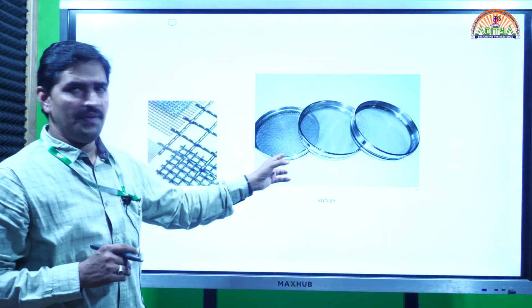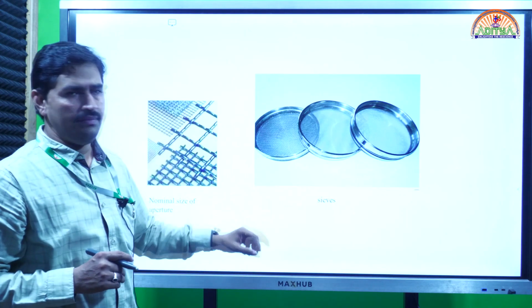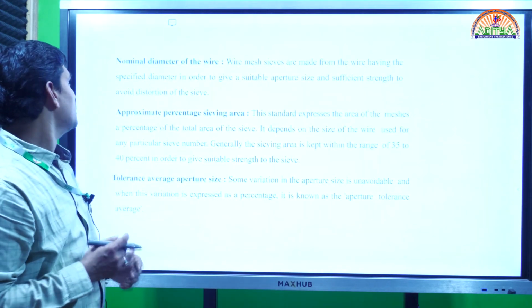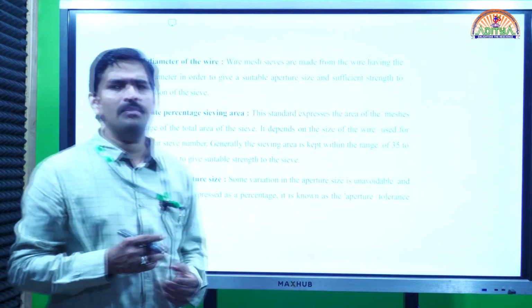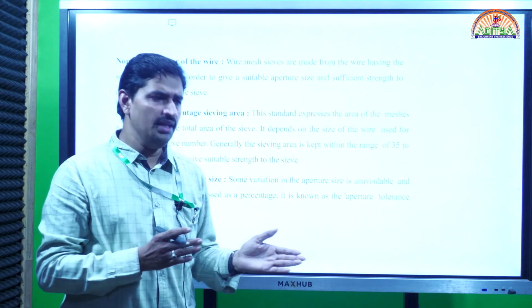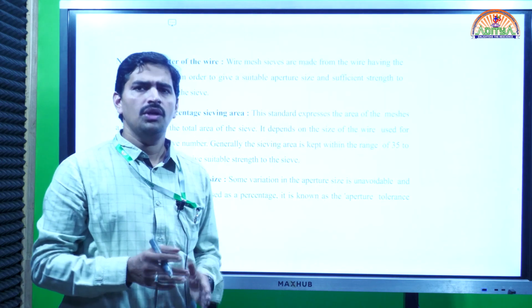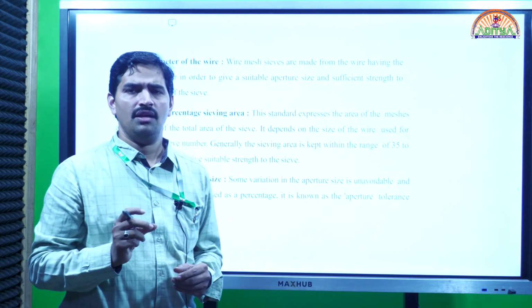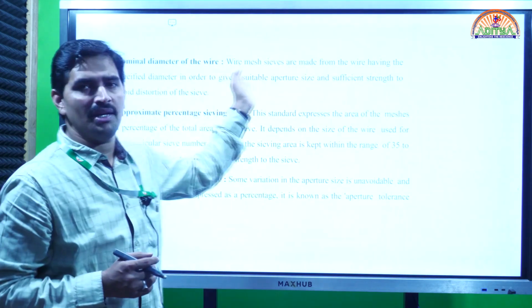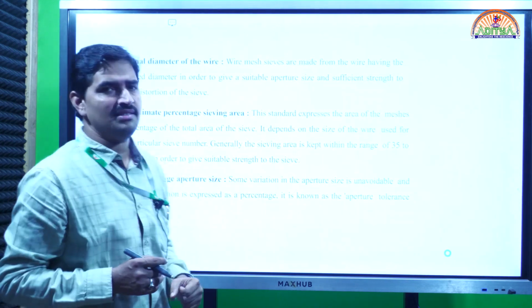These are the different kinds of sieves, which one we are going to use for what? Size separation of various kinds of particles. Coming to the next one, nominal diameter of the wire. Already we have discussed, by means of wires only we are going to prepare the sieves. So that wire, how much diameter it is having is known as the nominal diameter of the wire.